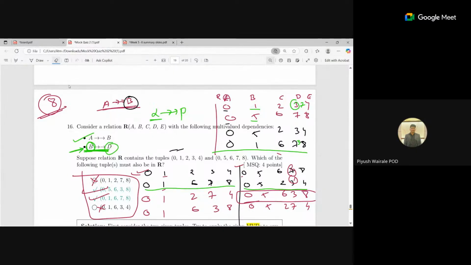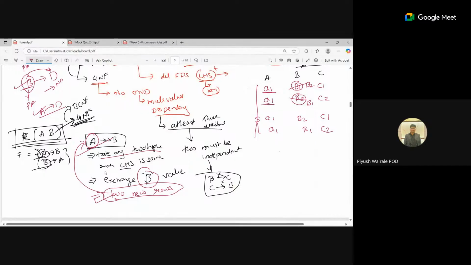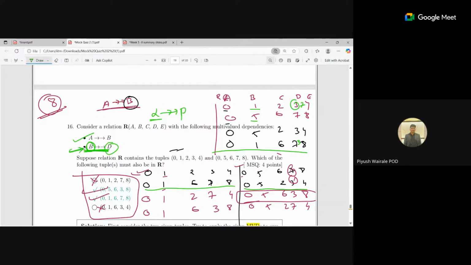If you want to verify whether an MVD exists or not, take any 2 tuples such that the left hand side value is the same. So I want to verify this one first, because it is already applicable. So I will take any 2 rows such that the left hand side value is the same. But I can take this 2 or this 2. First I will take this particular 2 rows here.